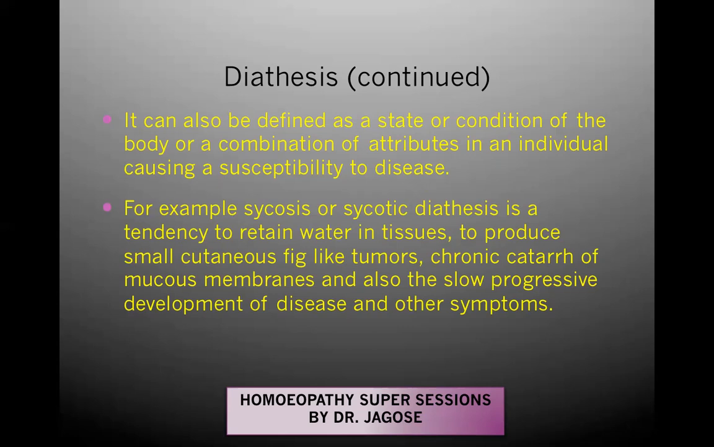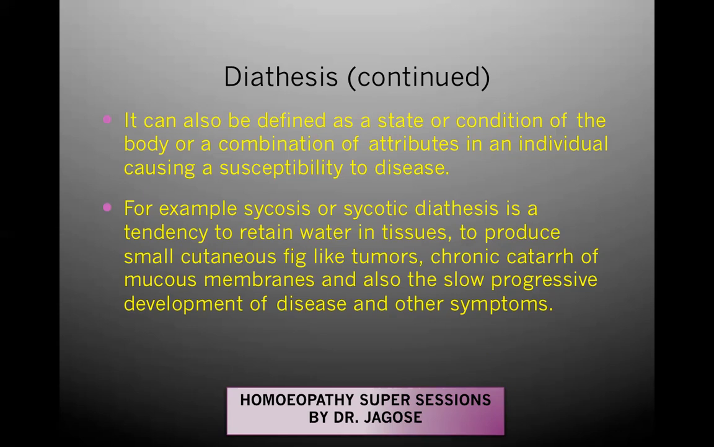Suppose we identify the miasm as the psychotic miasm, and we say this person has a psychotic diathesis. Why? Because in the psychotic miasm there is a tendency to retain water in tissues, to produce small cutaneous fig-like tumors, chronic catarrh of mucous membranes, and also the slow progressive development of disease and other symptoms. So basically, we are getting the traits of the psychotic miasm in the person. The traits of the miasm will depict the diathesis.